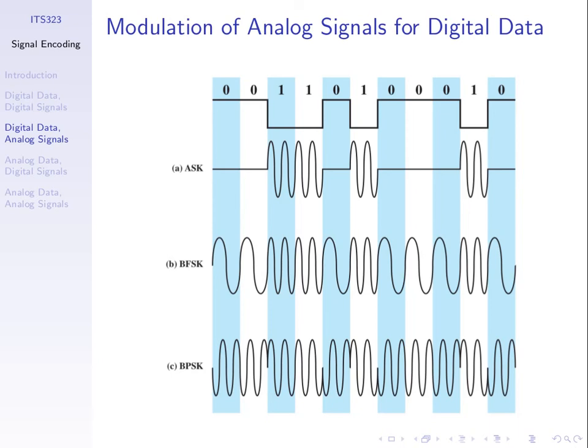A of t, the signal as a function of time, equals the peak amplitude times sine of 2 pi times the frequency times time plus the phase phi. And there are three parameters we can vary to change the shape of that signal: the peak amplitude A, the frequency F, and the phase phi. So three parameters. So we vary them to carry our different bits, 0 and 1.